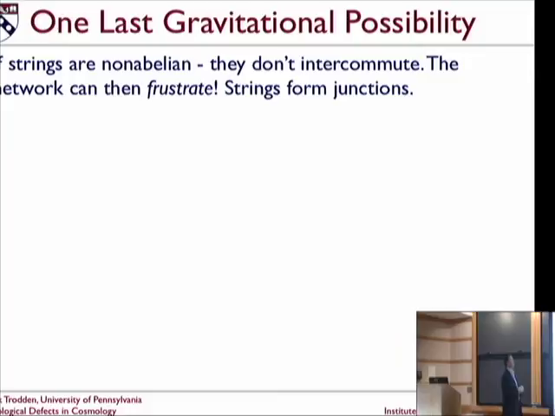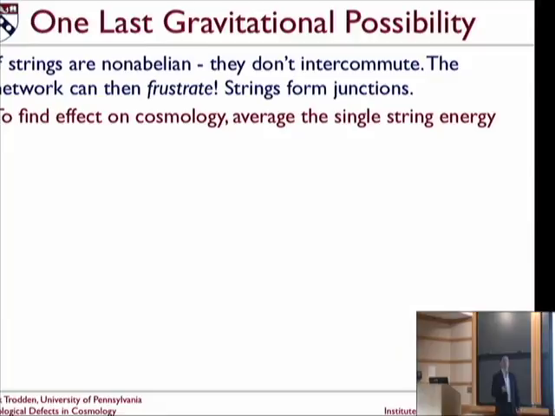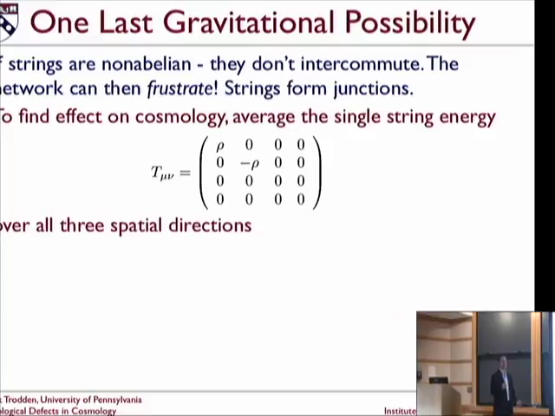If they're non-abelian, instead of intercommuting, they'll get hung up on one another, and then they can form a network that's frustrated. It's like a big net. If you want to know the effect on cosmology, then you have to average the single string energy over all three spatial directions, because after all, they'll be randomly oriented at different places in space.